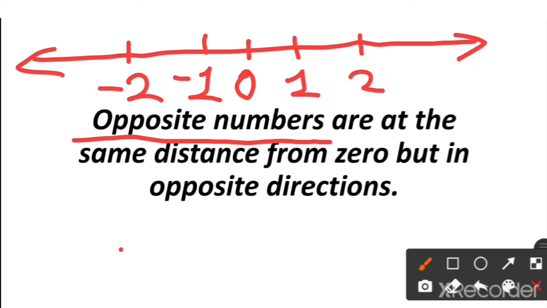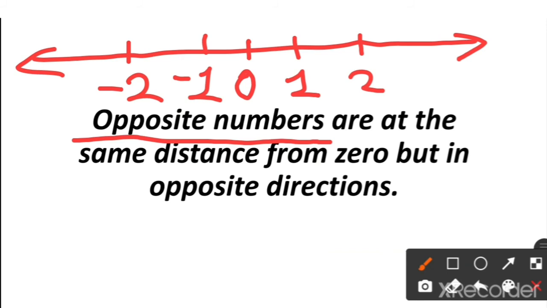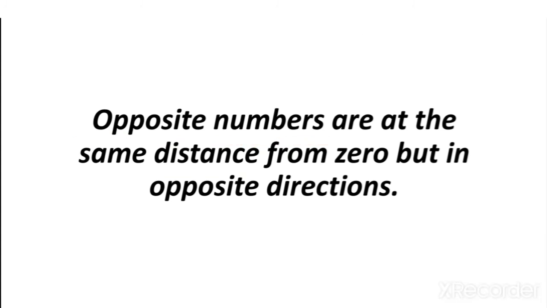So minus 1 and plus 1 are both opposite numbers. That means they are at the same distance from 0 but in opposite directions. Now minus 2 and 2 are opposite numbers. That means they are at the same distance from 0 but in opposite directions, right?